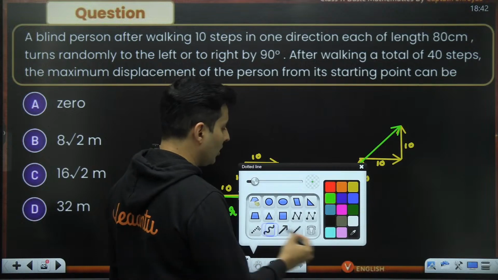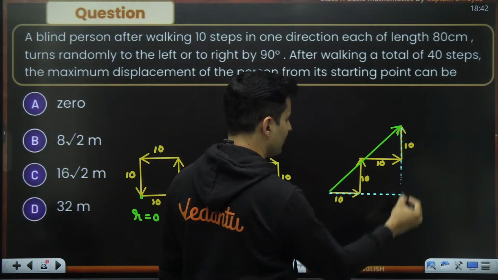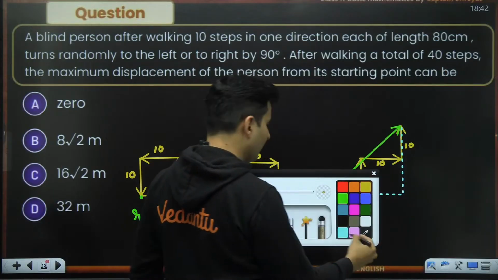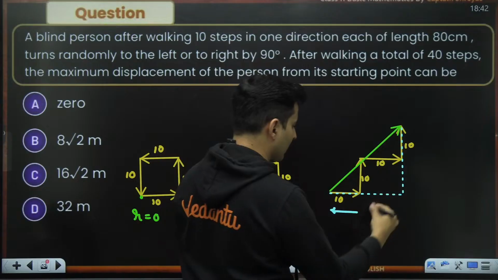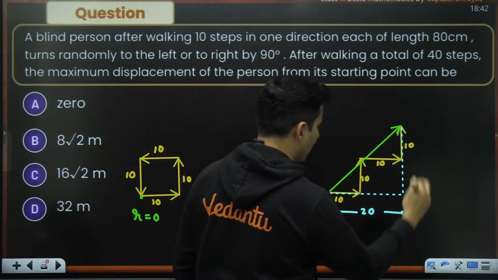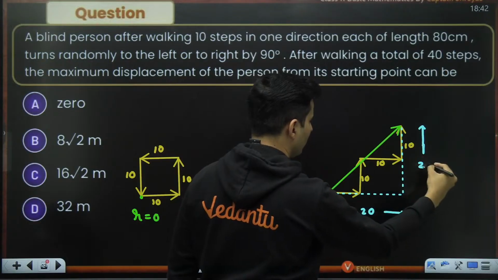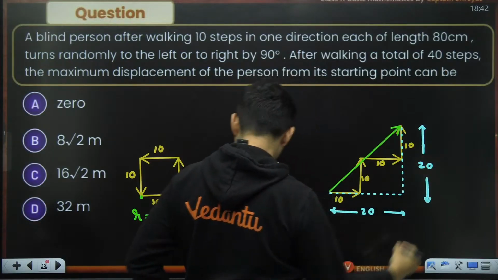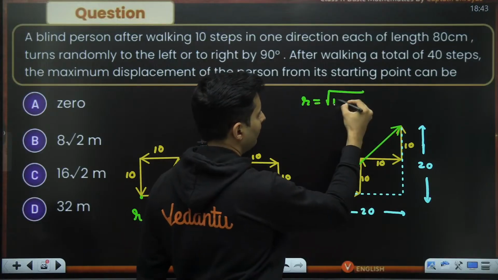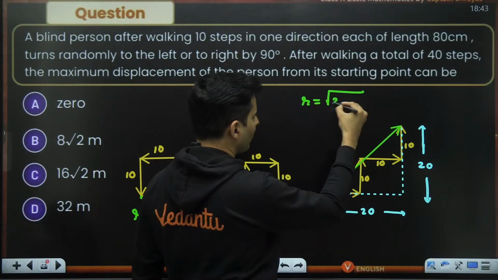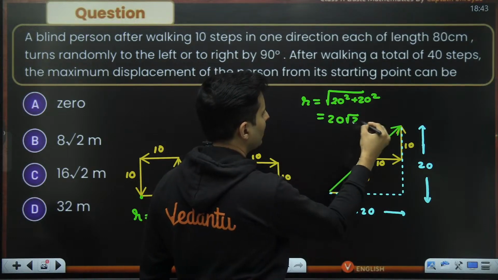I think we can use Pythagoras theorem over here. This is base. This is basically the height. How much will the base be? This particular base will be 10 units plus this 10 units, which is 20 units. And the height will be 10 and 10. So this will also be 20 units. So using Pythagoras theorem, how much will this resultant be? It will be root of 20 square plus 20 square, base square plus height square. So it is basically 20 root 2 units.